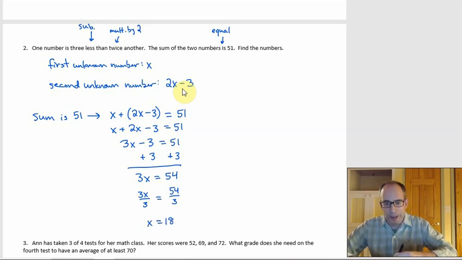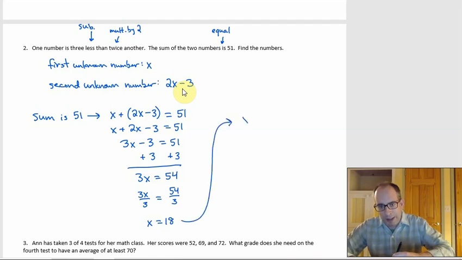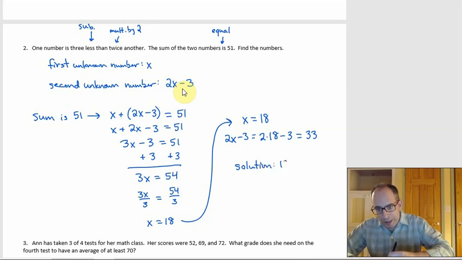Okay? So then that's part of it, right? So what we've got right now is that x equals 18. But if x is 18, that's one unknown. The other one is 2x minus 3. And so then that's going to be 2 times 18 minus 3, which is going to work out to be 33. Because 2 times 18 is 36. You subtract 3, you get 33. So then that means that our solution should be 18 and 33.